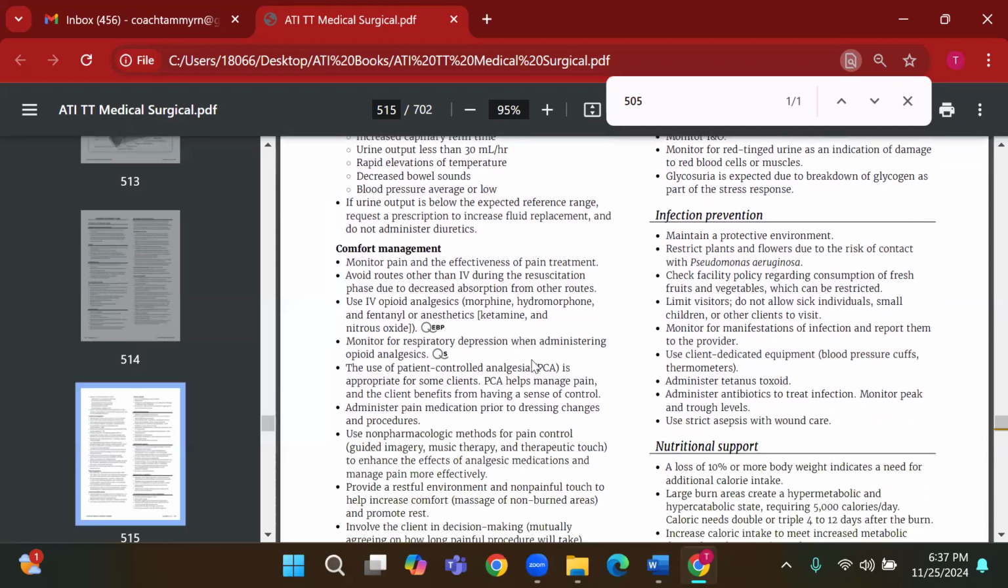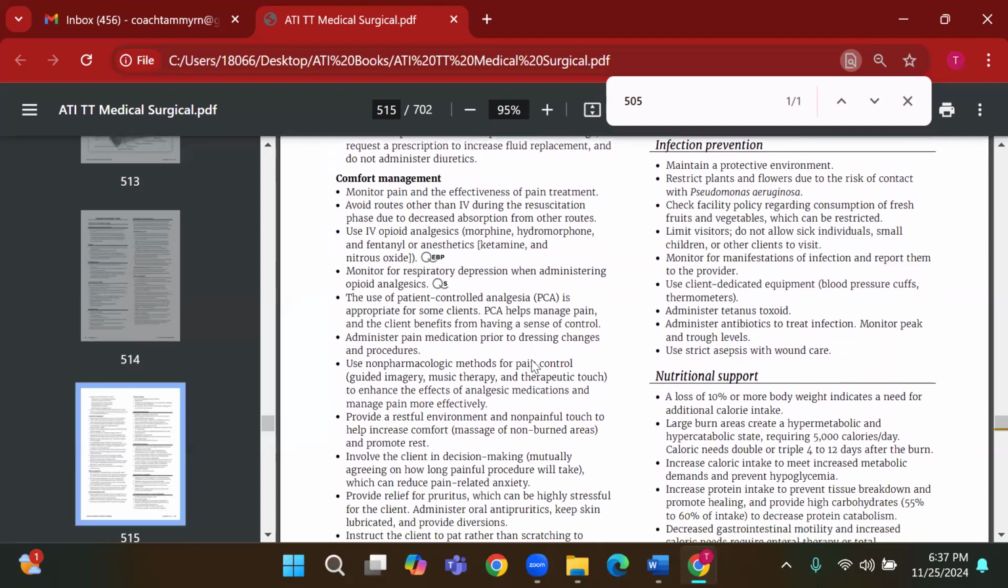Let's look at comfort management, okay? We're going to look at that. Avoid the routes other than IV during the resuscitation phase to decrease absorption from other routes. Okay. Now, this might be what can we give the patient for the pain?